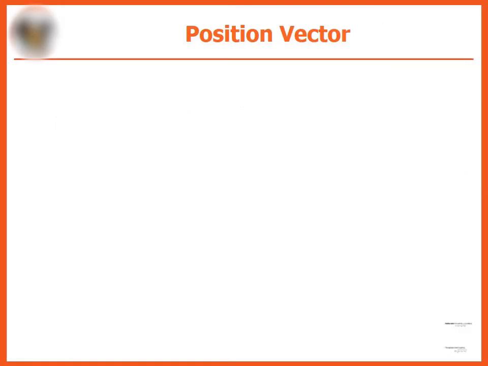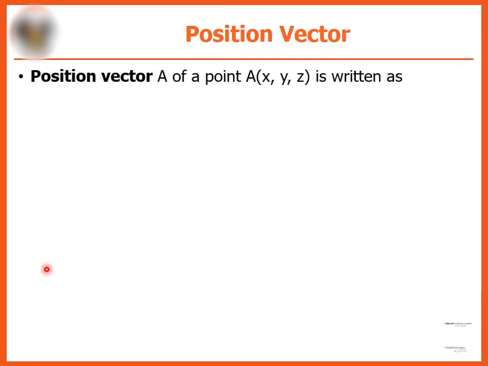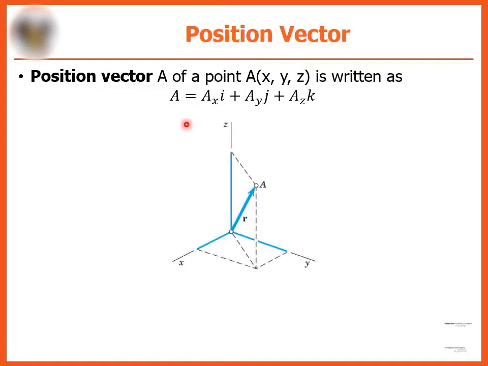Position vector. The position vector of a point A of x, y, z is written as A is equal to A sub x i plus A sub y j plus A sub z k. So this is your graphical depiction.